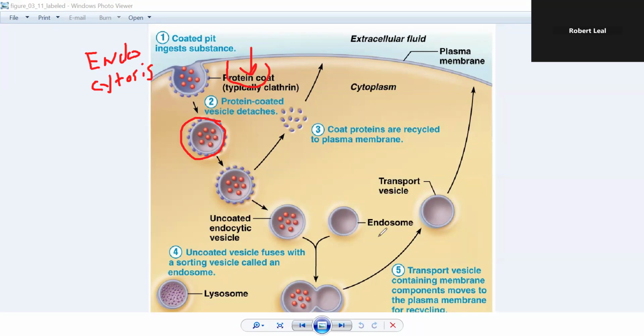So let's say these contents were something that the cell wants to break down. Well, here's our lysosome that contains digestive enzymes. It'll fuse with the vesicle that brought the contents within it. Therefore, the lysosome's enzymes can break the contents apart.